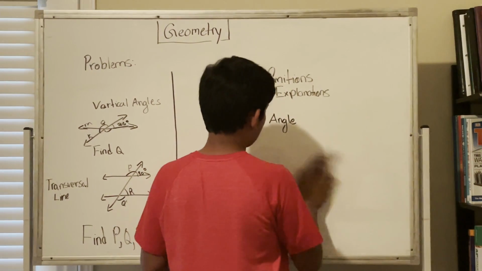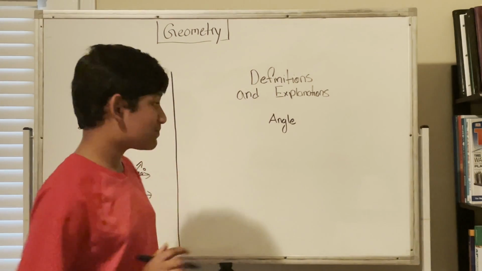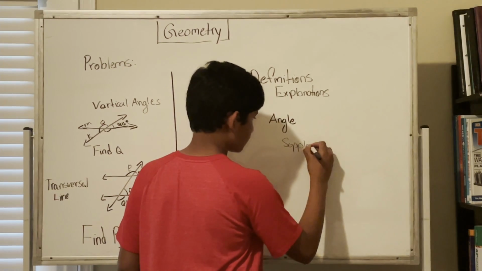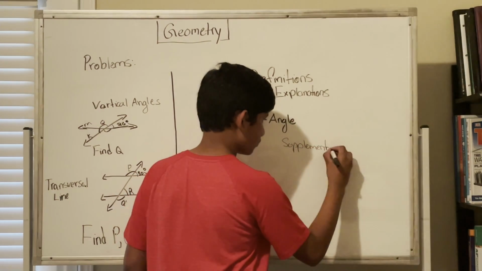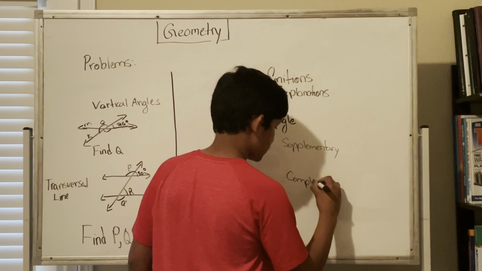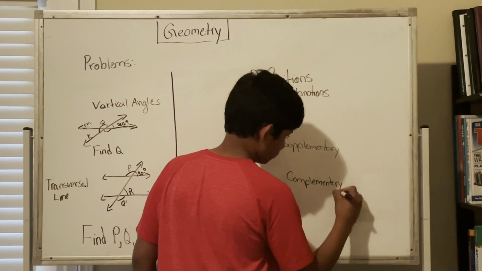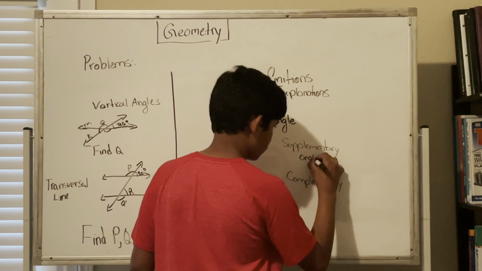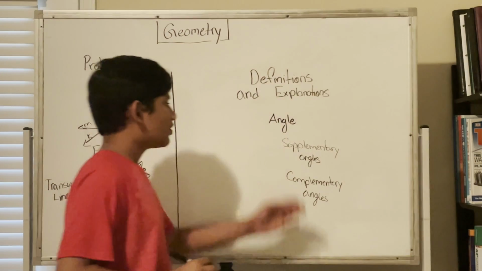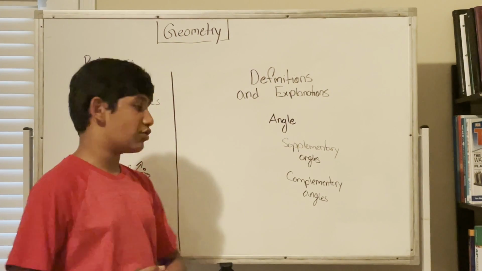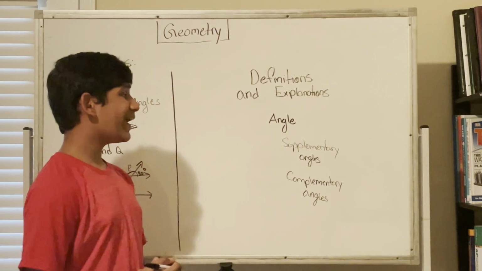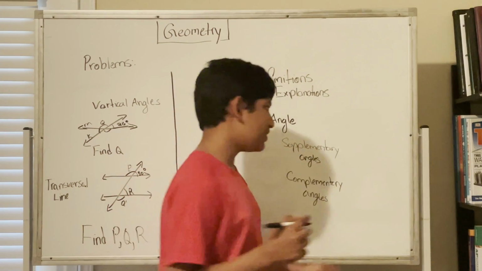Now let's talk about two types of special angles. These are called supplementary angles and complementary angles. Okay, so we have supplementary angles and complementary angles over here. Okay, so what are supplementary angles? Well, supplementary angles are when we have two angles that add up to 180 degrees.